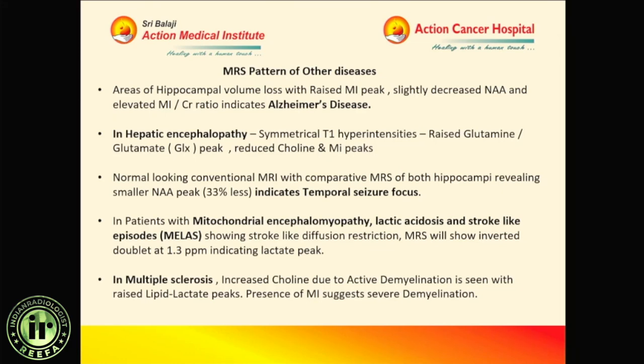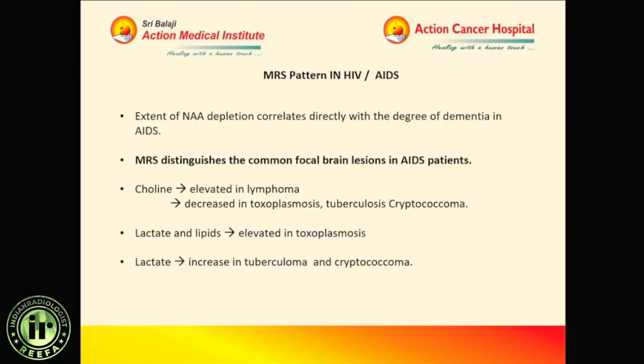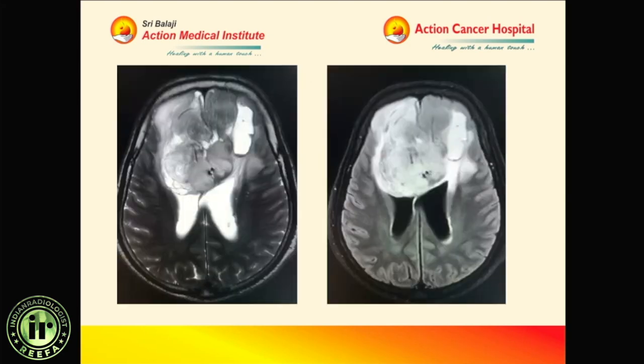In patients with MELAS, we get a lipid lactate peak, and in multiple sclerosis, increased choline due to active demyelination is seen with a raised lipid lactate peak, and presence of MI suggests severe demyelination. In HIV and AIDS, MRS distinguishes the common focal brain lesions.